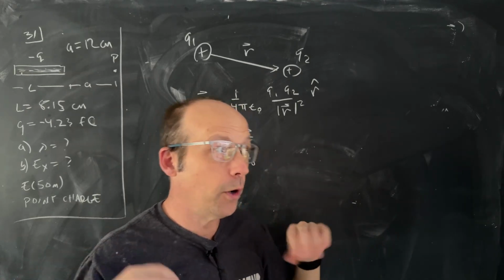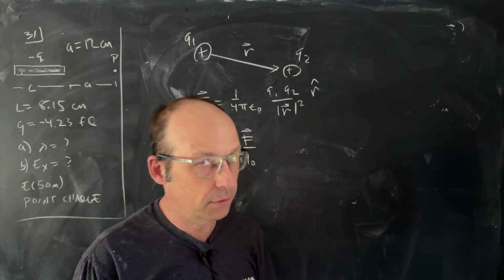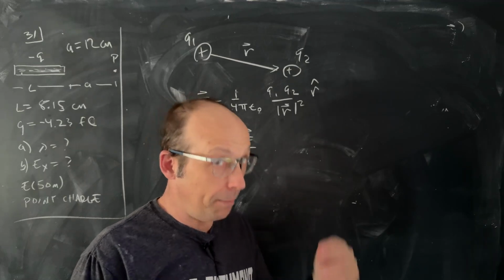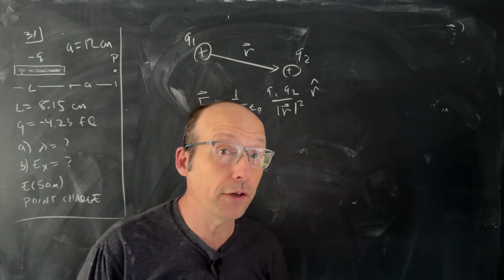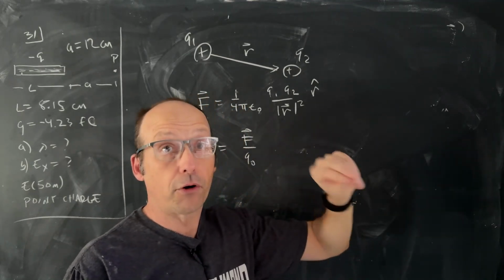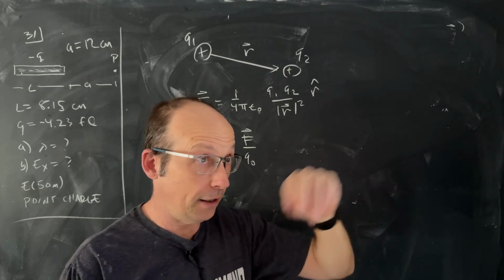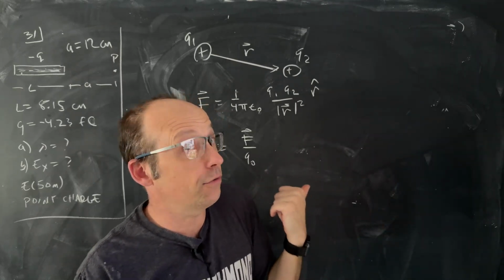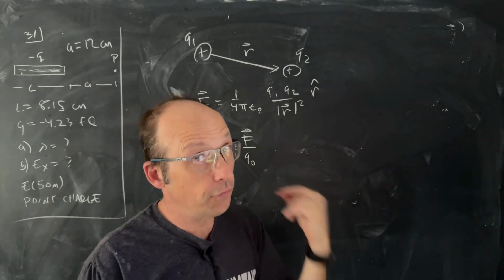And in the chapter on gravitation, I mentioned the gravitational field, g, which is the force per unit mass interacting with some object. The same thing is true here, right? We have the electric field, which is the force per unit charge.